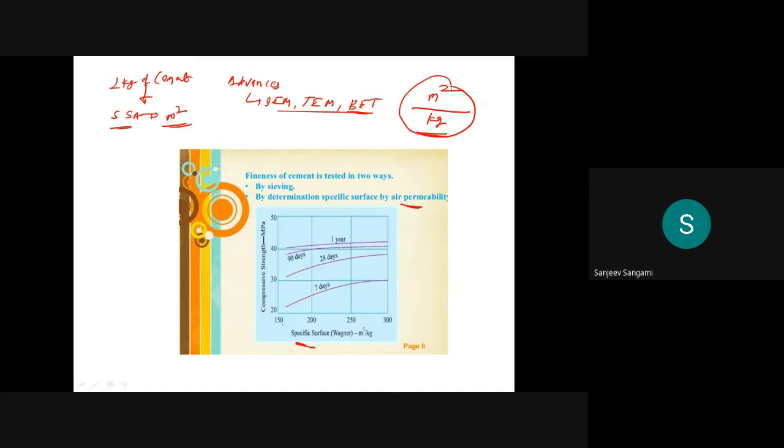If the specific surface area is 150, you can see the compressive strength for 7 days. Again for 150, for 28 days you can see it is 30. For 150 it is 40. For 200 you can see a slight increase in the compressive strength. Here at 28 days you can see an increase in the compressive strength. So here also you can see the increase. For 250 surface area, again a slight increase in the compressive strength.